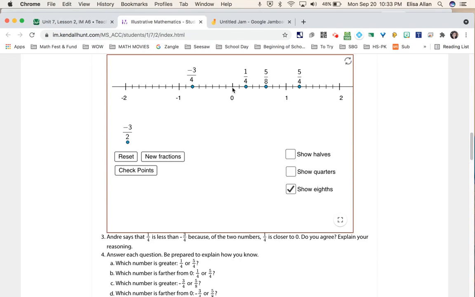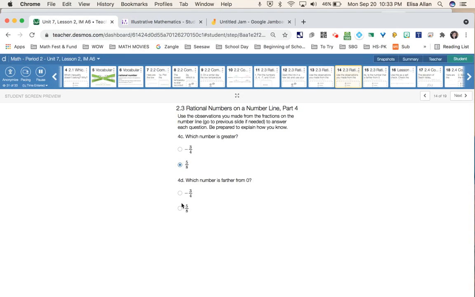Well, let's take a look. Here, this is 5/8 of a jump away from 0. And you'll notice here that I'm taking more of those eighths away to get to -3/4. So here this is 1, 2, 3, 4, 5, and 6/8 really in order for me to get to -3/4. So I'm jumping a little bit further away. So in this case, the number that's further is actually -3/4.